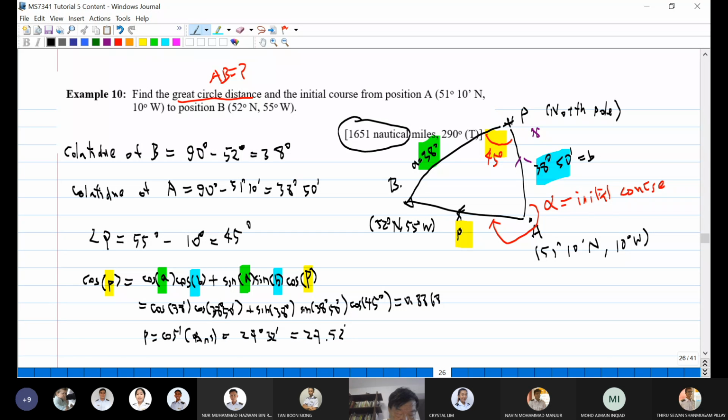This is also 27.52 degrees. So convert them in terms of minutes here. To convert to nautical miles, multiply by 60. So 27.52 times 60, and then you get 1651 nautical miles.